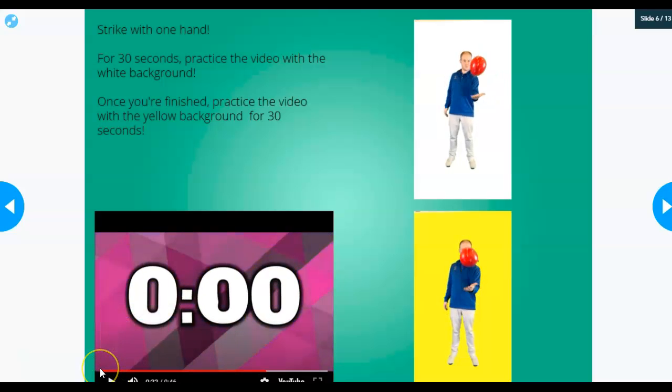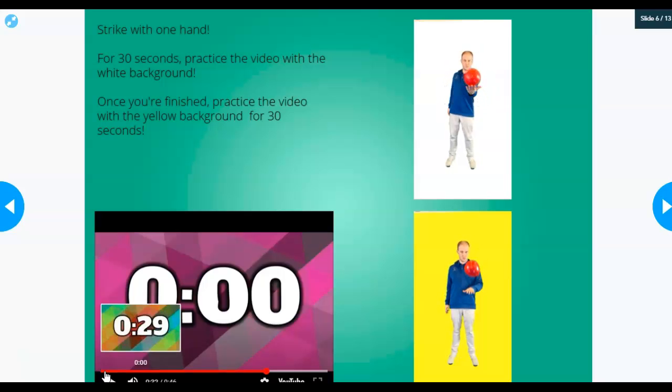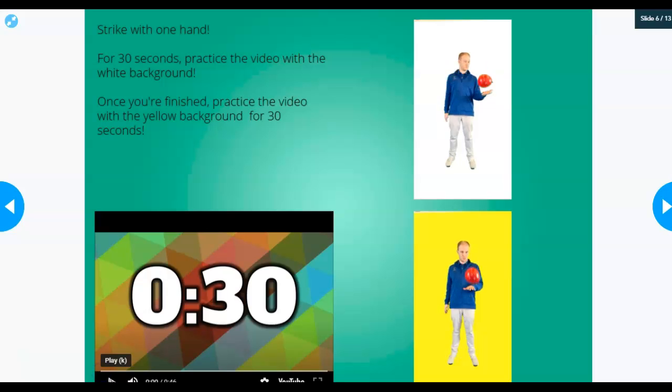Great job. Now, let's try practicing the yellow background. We're going to use a forehand and backhand strike. We did this last week, but now we're adding vocabulary terms to the same thing. So you've got 30 seconds, and let's practice starting now.